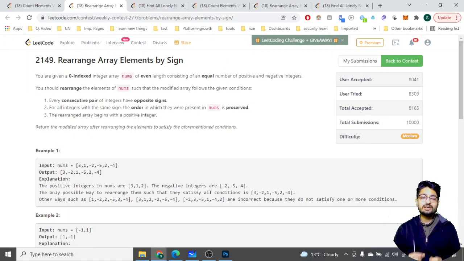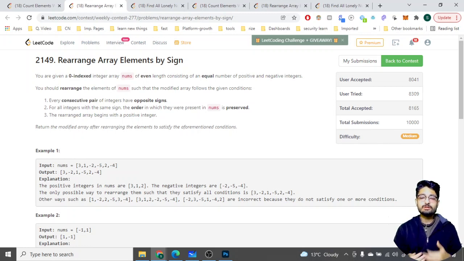Next problem is rearrange array elements by sign. Okay, you are given a zero indexed integer array nums of even length. It's of even length consisting of an equal number of positive as well as negative numbers. So it has this property that is inherent in that problem.